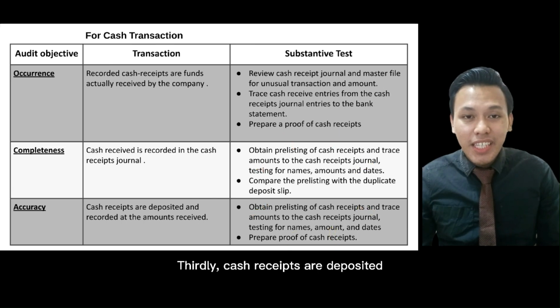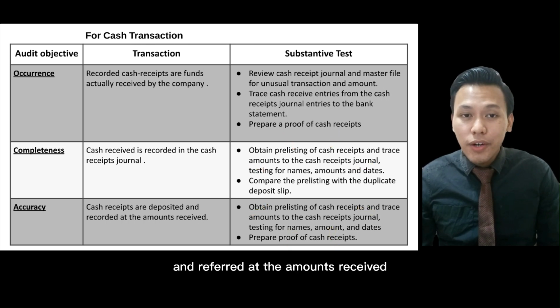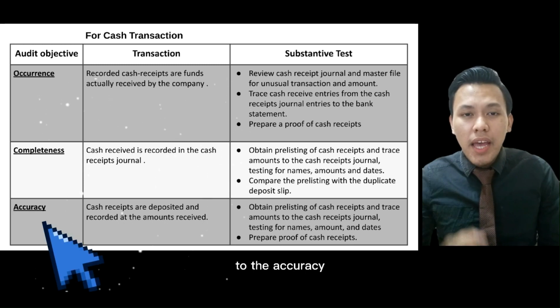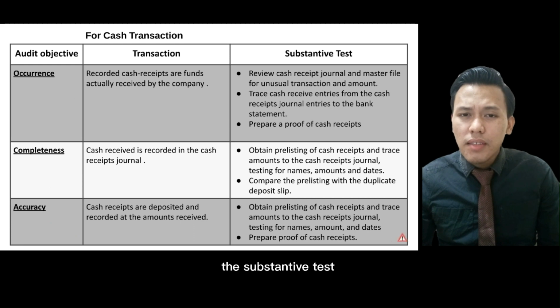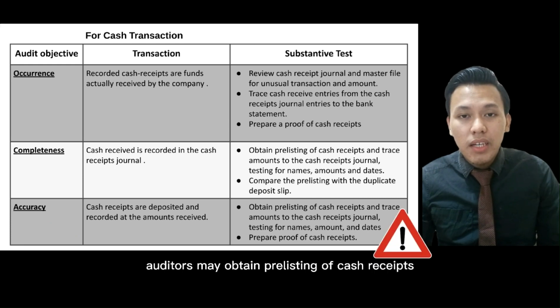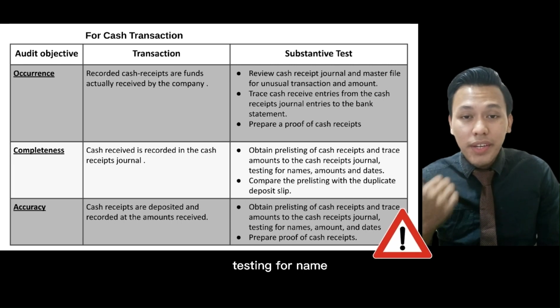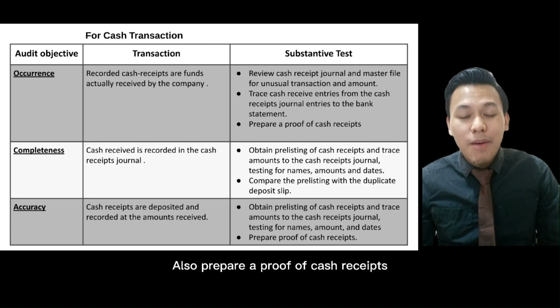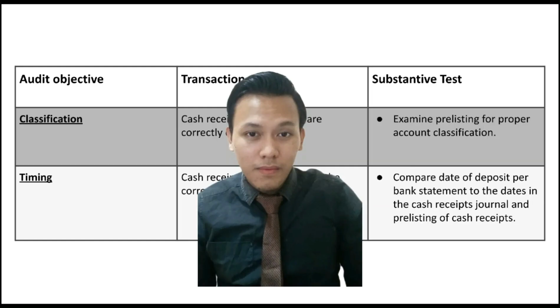Thirdly, cash receipts are deposited and recorded at the amount received, which refers to the accuracy. The substantive test for that is that the auditor may obtain a pre-listing of cash receipts and trace amounts to the cash receipts journal, testing for name, amount, and date. Also, prepare a proof of cash receipts.